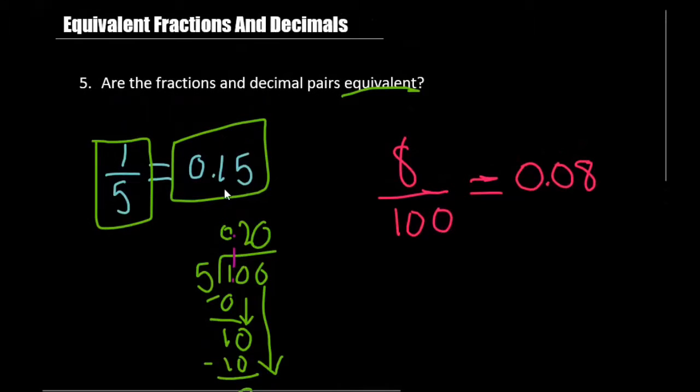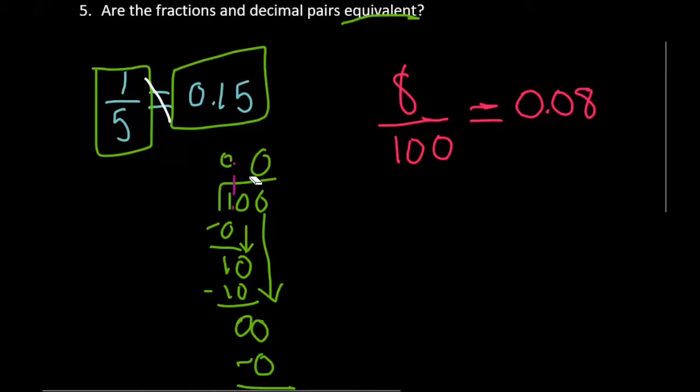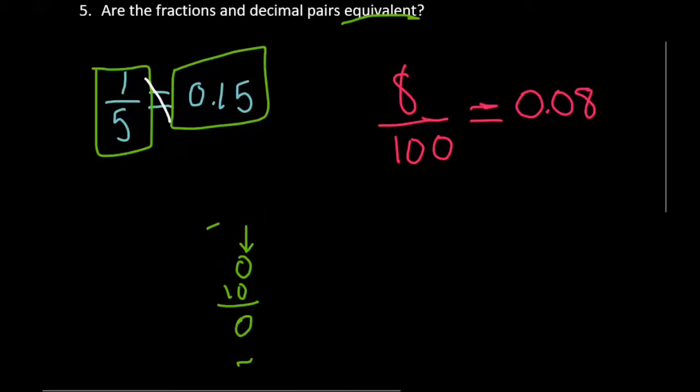So our answer is not correct. This isn't equal because it's asking us if 1/5 is equal to 0.15, but it's not, because 1/5 is equivalent to 0.20. So we're just going to cross this off. It is not equivalent. The equal sign basically means it's equivalent, and when you cross it off like that, it means it's not equivalent. Now let's just erase all this to make up some space.